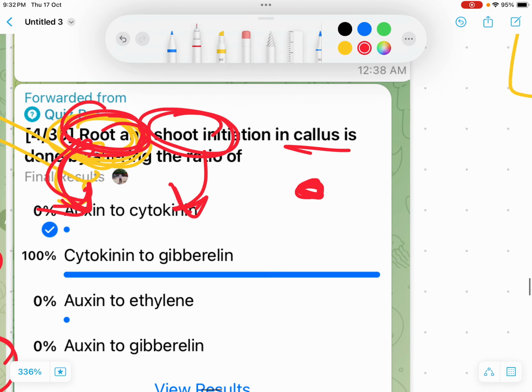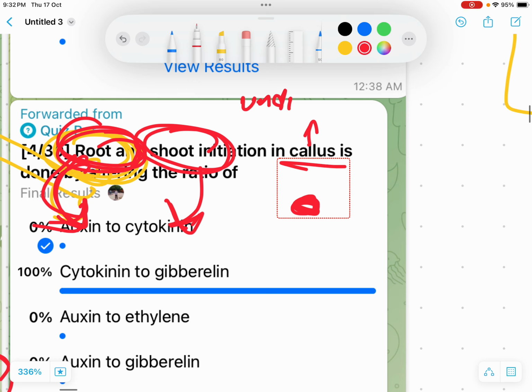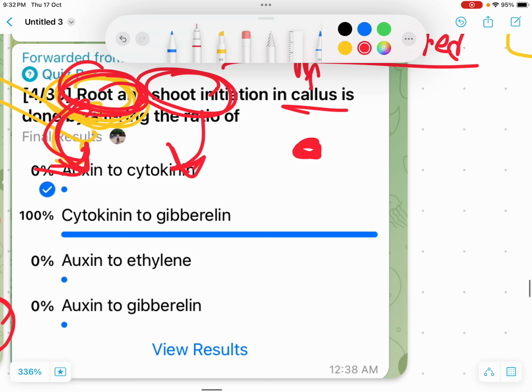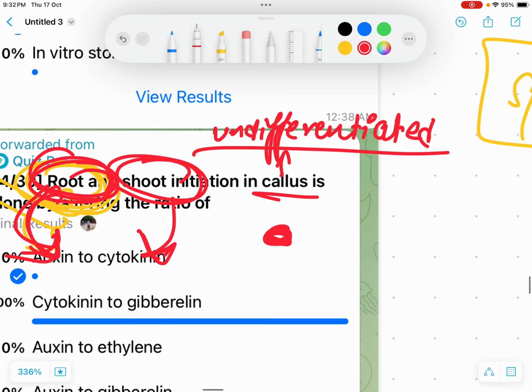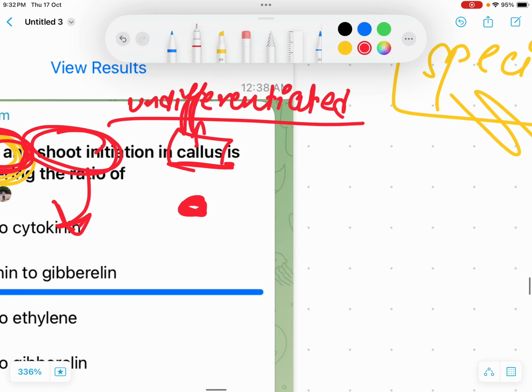Cytokinin. It means there is a callus, okay. What is callus? Undifferentiated mass. So what is callus? Callus is an undifferentiated mass. What do you mean by undifferentiated mass? Undifferentiated mass is just a mass that is not differentiated into any kinds of parts of the plant. Okay, that is not differentiated into any parts of the plant.